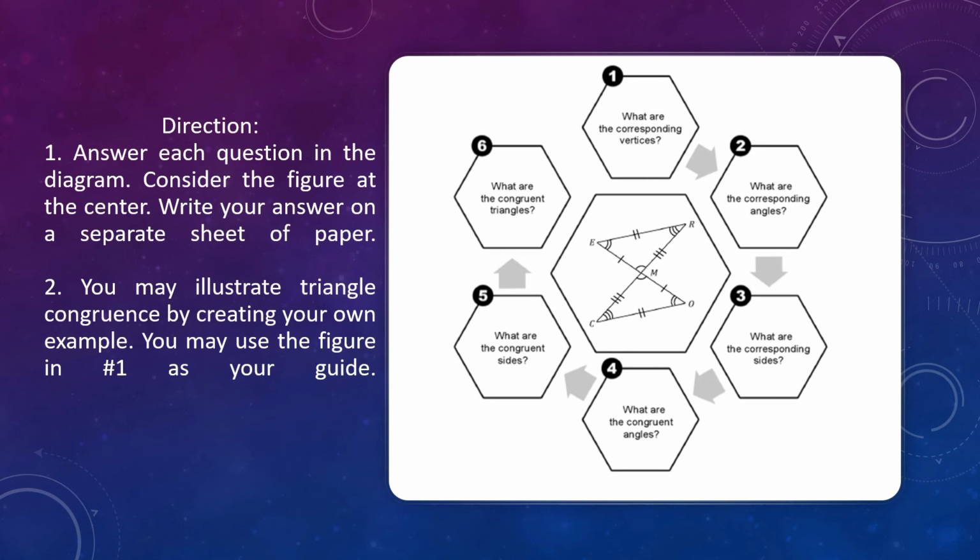What you have learned. Pumili lang kayo sa dalawa. Una, answer each question in the diagram. Consider the figure at the center. Write your answer on a separate sheet of paper. Or, you may illustrate triangle congruence by creating your own example. You may use the figure in number 1 as your guide. You may use also your ruler and protractor.